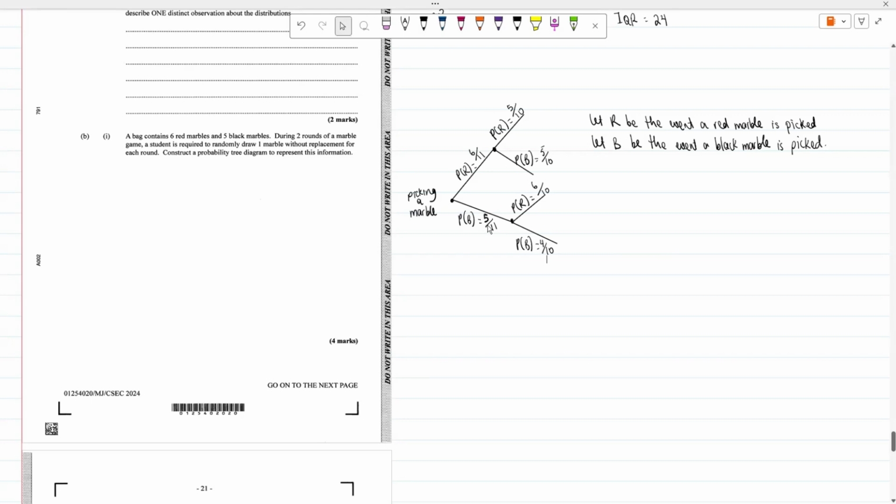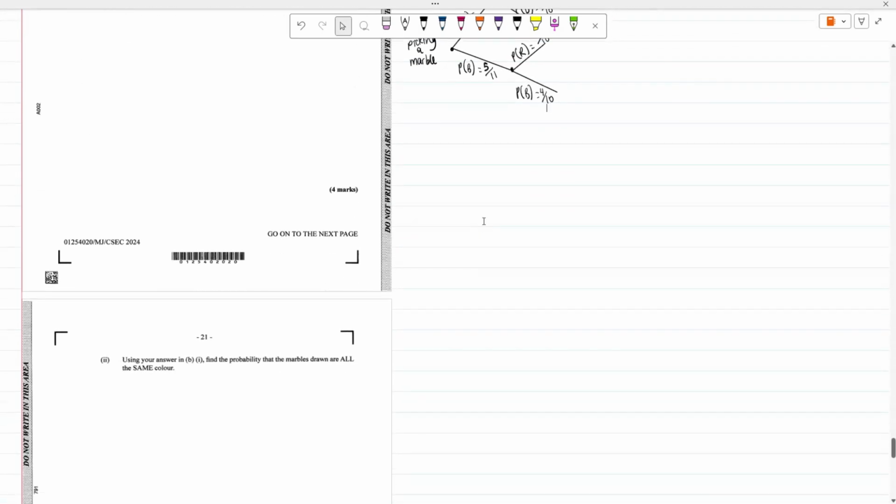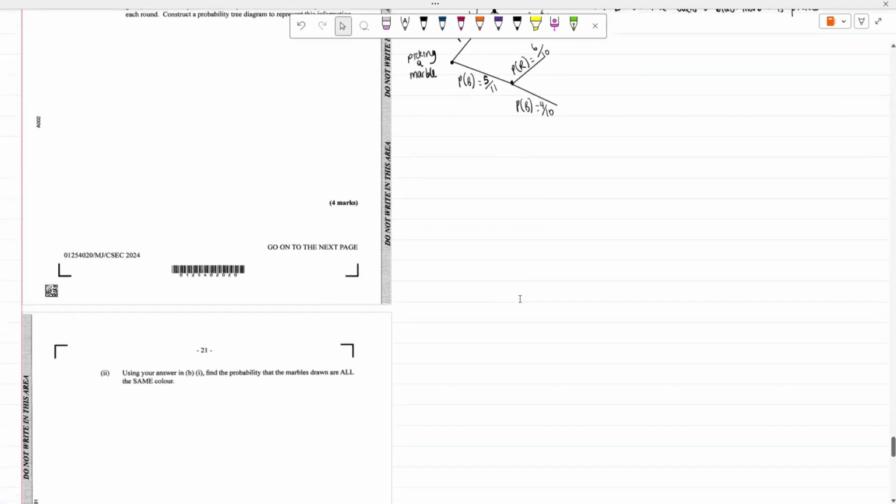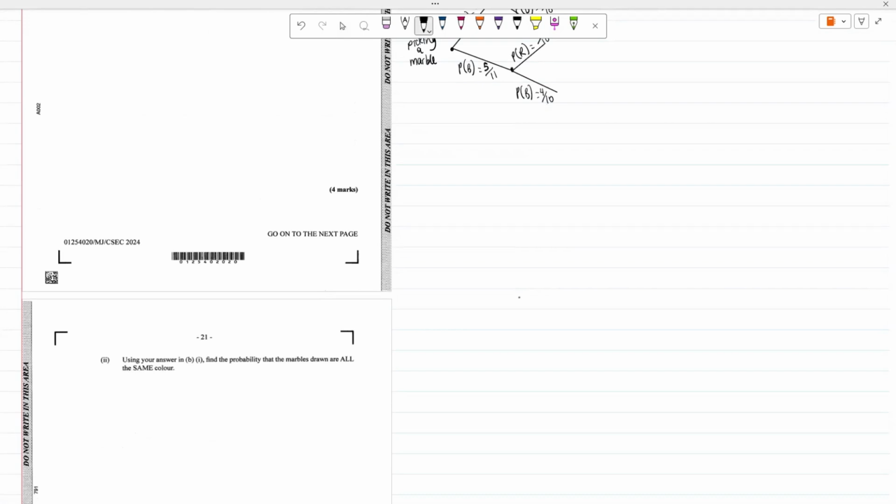4 marks. Using your answer, find the probability that all marbles drawn are the same color. So let me go down the branches and see which ones are going to have the same color. So the only times I have the same color is if I pick a red and a red, or a black and a black. Find the probability that the marbles drawn are all the same color.